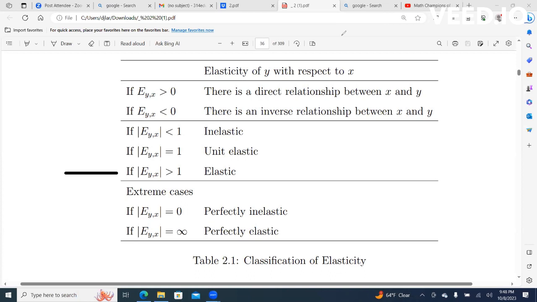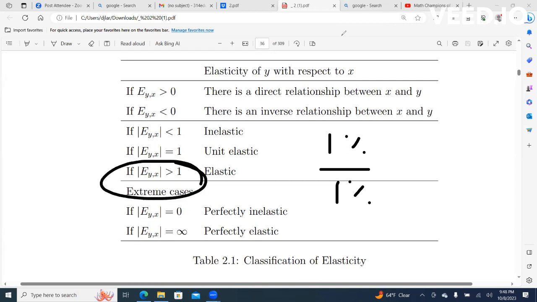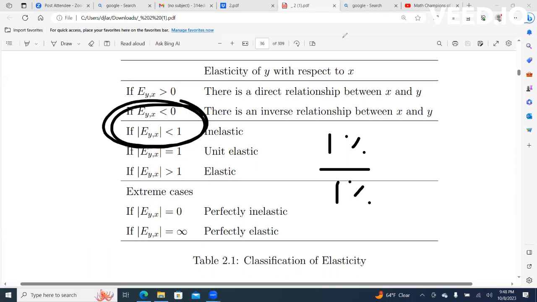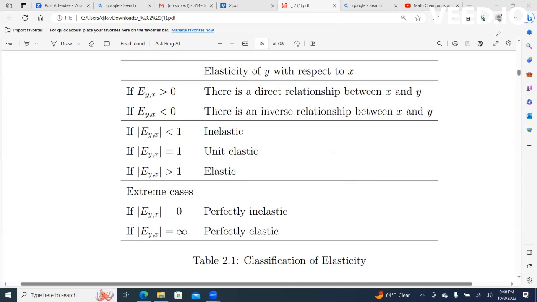A percentage, what is it? If it's like 1% over 1%, greater, yes. So this thing is greater than one would just mean that we have greater than a 1% change. Another way to look at it, greater than a 1% change in y given a 1% change in x. Less than a 1% change in y given a 1% change in x. And if they're equal, then obviously unit elasticity. So that's kind of the main part.